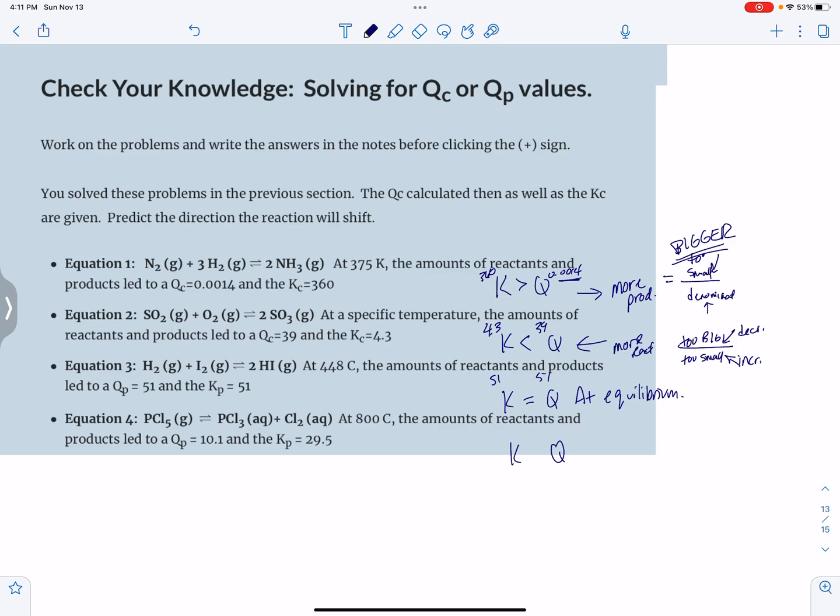And then finally, I have 10.1 versus 29.5. My K is bigger, so it's kind of that same scenario up here, and I'm going to end up shifting and needing to make more products.